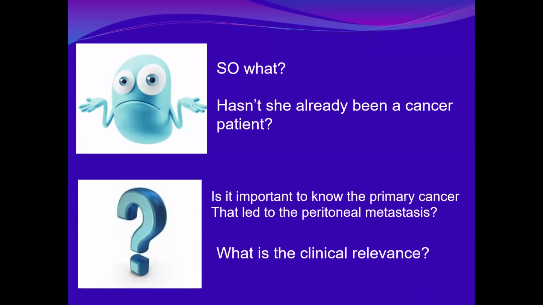The presentation of peritoneal metastasis is more or less equal in both colorectal and ovarian cancer and can make a dilemma. So what? Hasn't she already been a cancer patient? Why should we raise a possibility? What is the importance of saying that this might be Lynch syndrome, or that she might just have two cancers, and that is it? What is the clinical relevance?